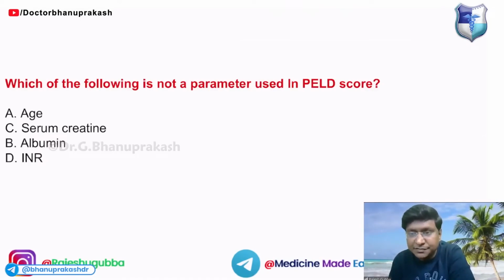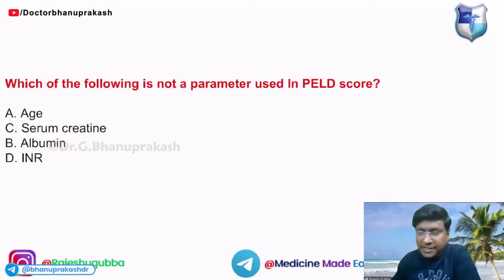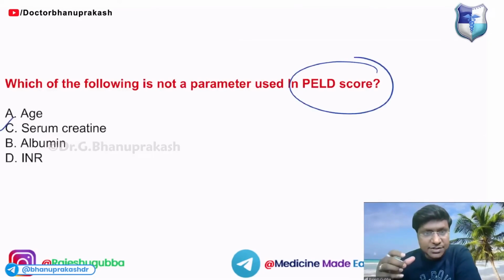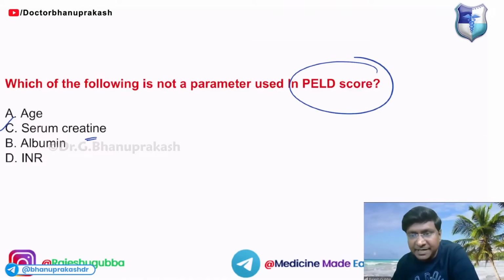Yes, please answer this question first. Which of the following is not a parameter used in the PELD score? Age of the individual, serum creatinine, albumin, INR. Please remember, in case of the PELD score, the component that will not be there is serum creatinine. Actually, the options are reversed, but it is serum creatinine which is not a component of the PELD score. What exactly is the PELD score? It is pediatric end-stage liver disease.